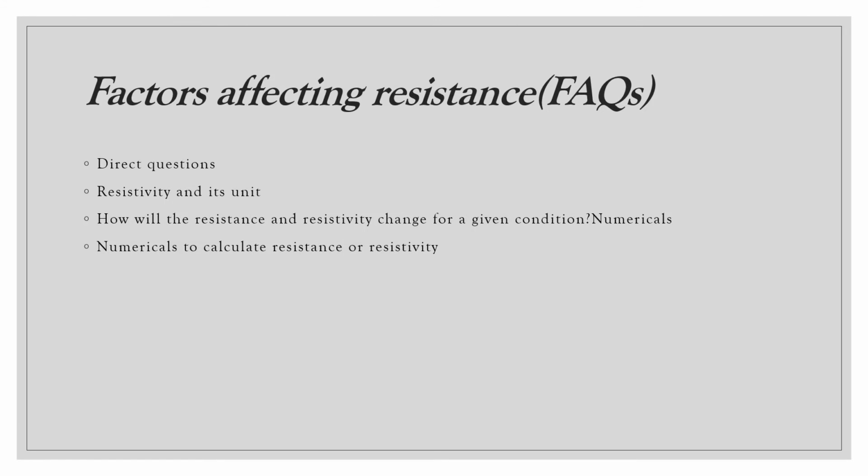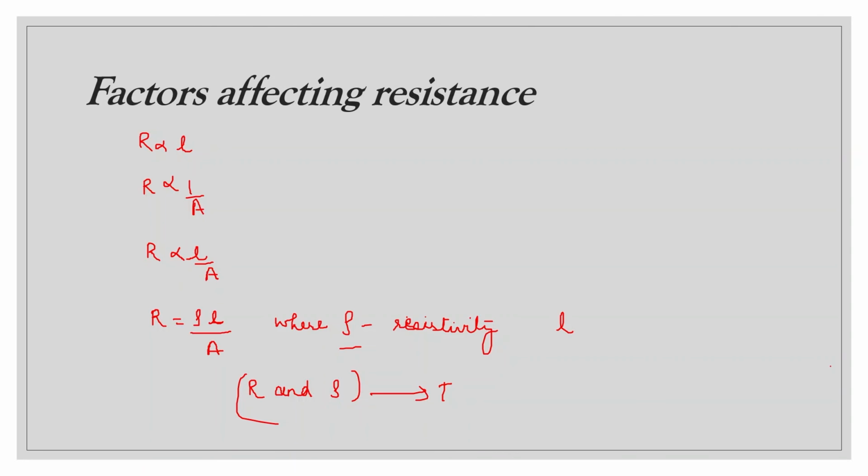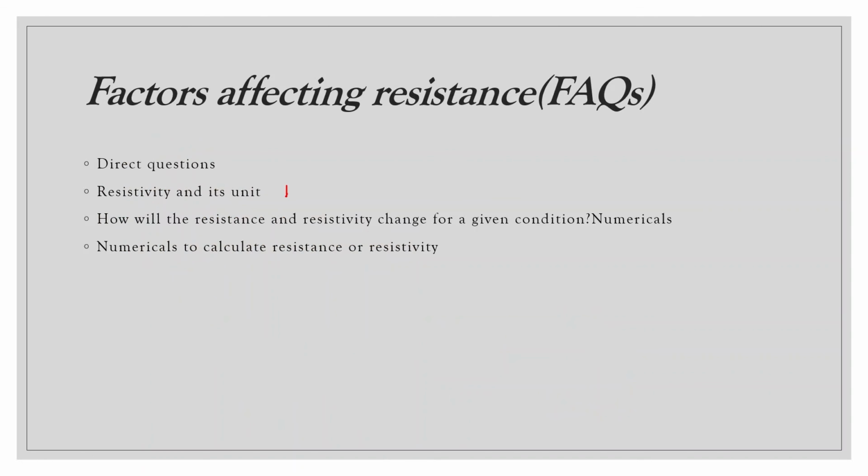You can also be asked to define resistivity. For that, let us go back to the formula R is equal to rho L by A. Now here if you take length as 1 meter and area as 1 meter square, then your resistance becomes equal to resistivity. So you can say that resistivity is nothing but the resistance of a conductor of unit length and unit area of cross section.